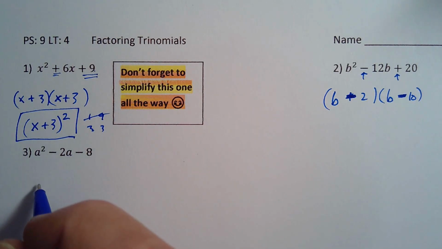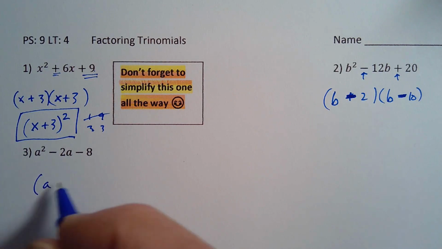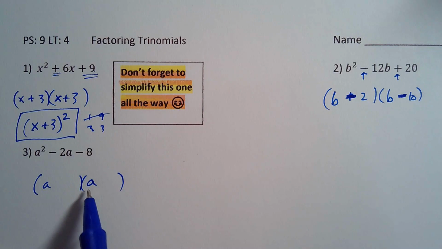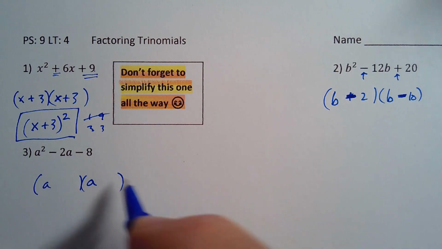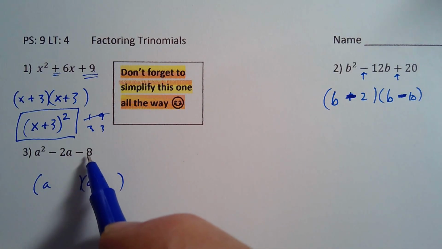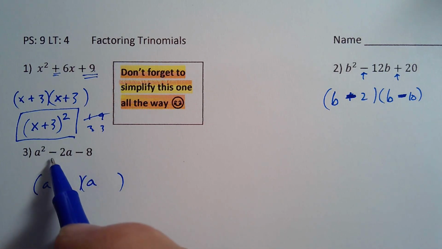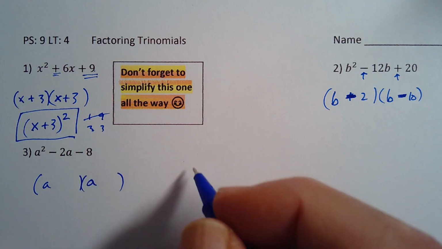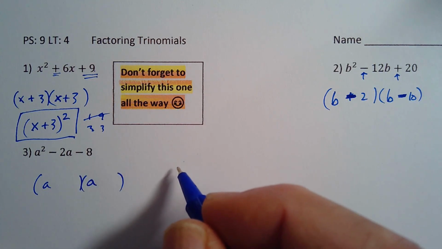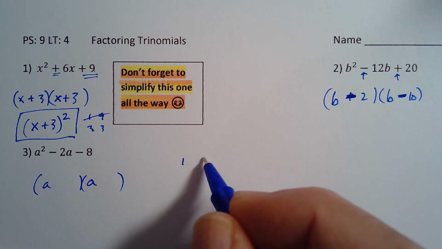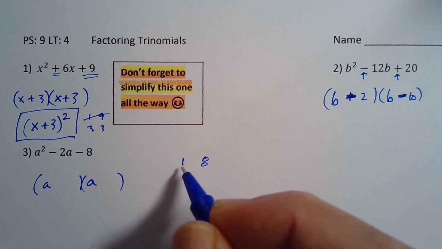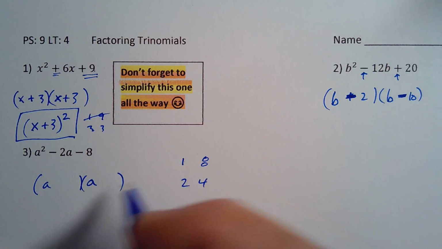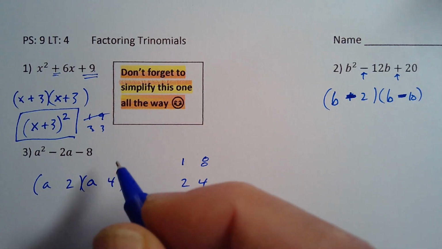Lastly here, I've got a squared, so that tells me a is going to be the first letter in both of my binomials. That'll give me the a squared term. And now I'm thinking, what times what makes 8 that subtracts to 2? When this sign is negative here, that tells you there's one of each. And so we're going to be going to war with these factors. So does 1 and 8 going to war? Can I get that to be a 2? No. How about 2 and 4? Yes.